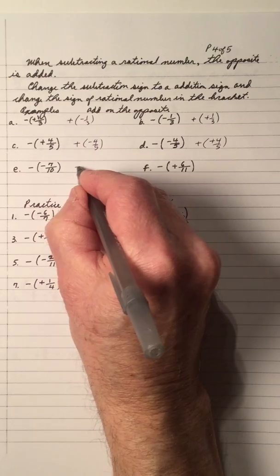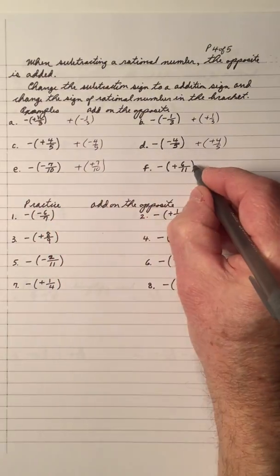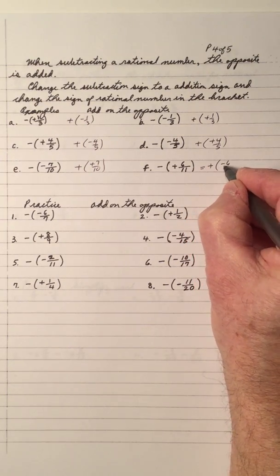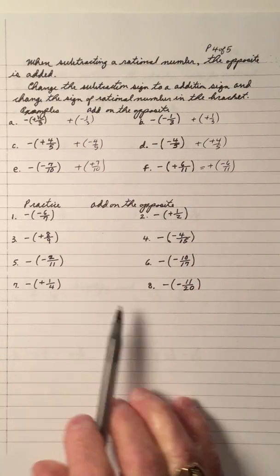And you're subtracting, so you add on positive 7/10. So when you subtract, you add on the opposite, which is a negative 6/11. Practice. See if you get these right.